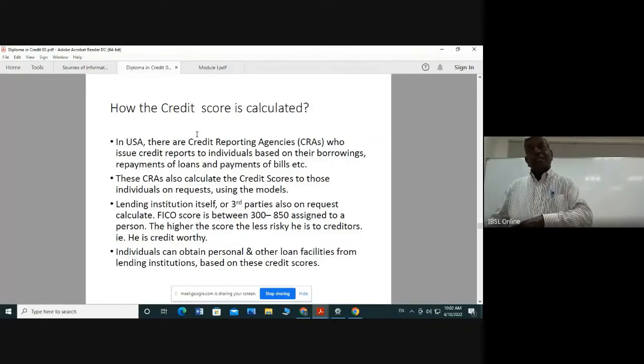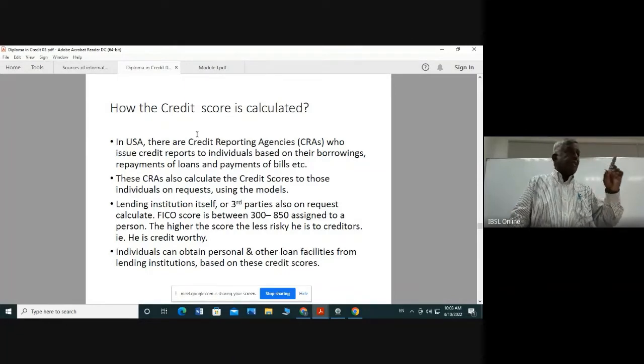I have told you only in the case of credit card, but in the case of some other customers, there are various other facilities. They would have obtained loans, credit card facilities and bill payments. All those things will be there with the credit reporting agencies. The CRA also calculates the credit score for those individuals on request using the model. The lending institution itself or third parties can also calculate it. FICO scores are between 300 and 850 assigned to a person. The higher the score, the less risky he is to the creditors. That is, he is credit worthy.